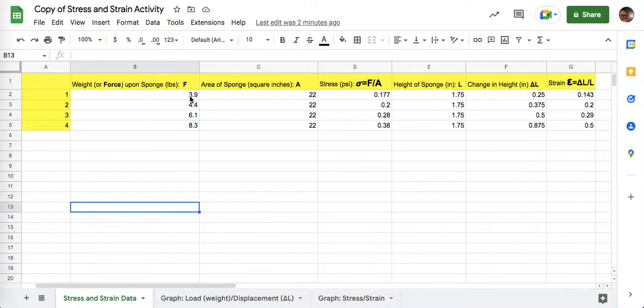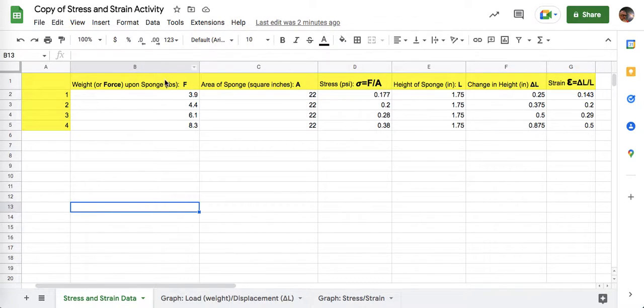Anyway, I put 3.9 pounds on a 22 square inch surface area of a sponge. The stress is F over A, force divided by area. 3.9 divided by 22 was 0.18. The original height of the sponge was 1.75. That's the same for all of us.